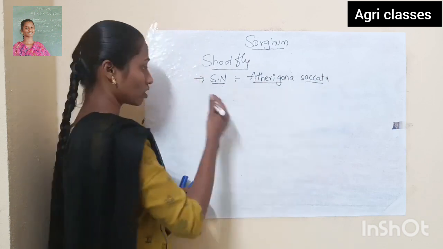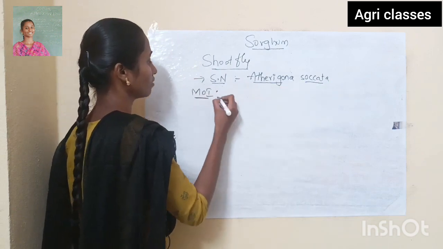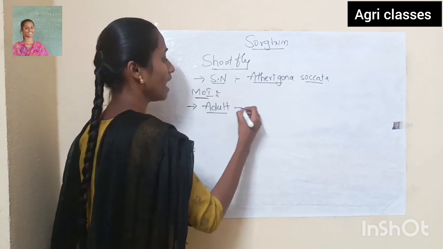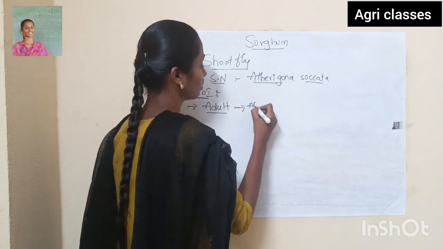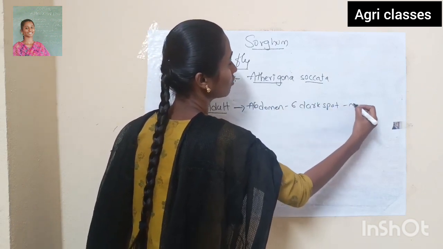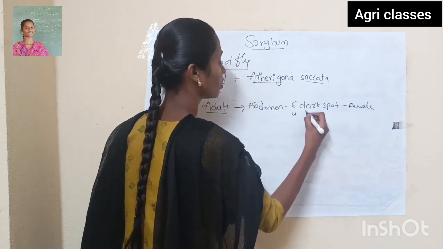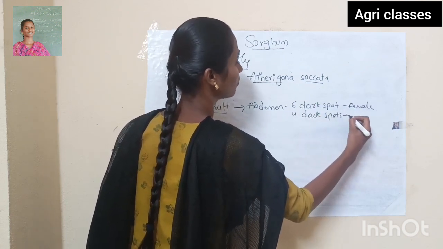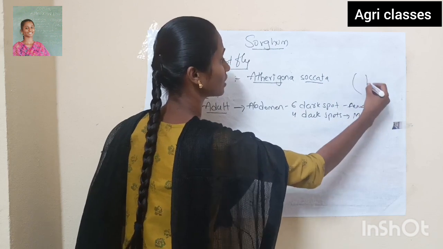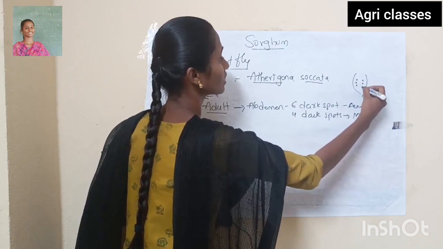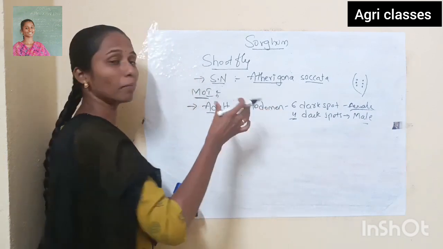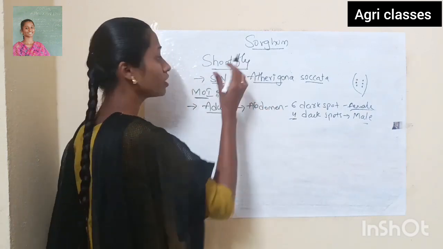And here, marks of identification: how we will identify the pest in the field. So first, the adults look like house flies and they have 6 dark spots in females and 4 dark spots in males. On the abdomen we can see dark spots in 2 rows: 6 in females and 4 in males. This is the main mark of identification of sorghum shoot fly.